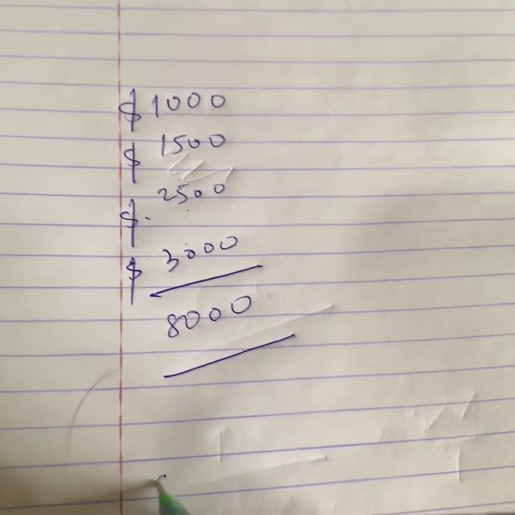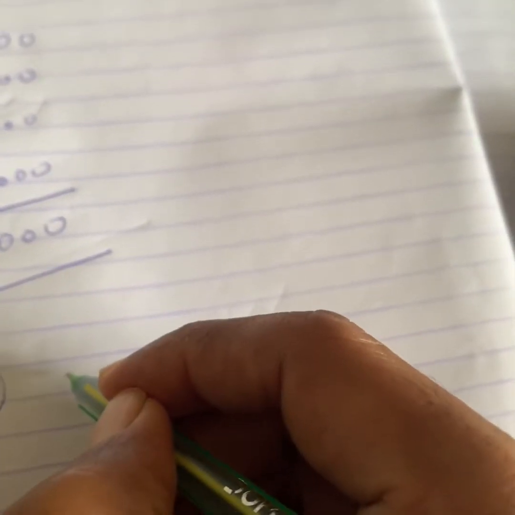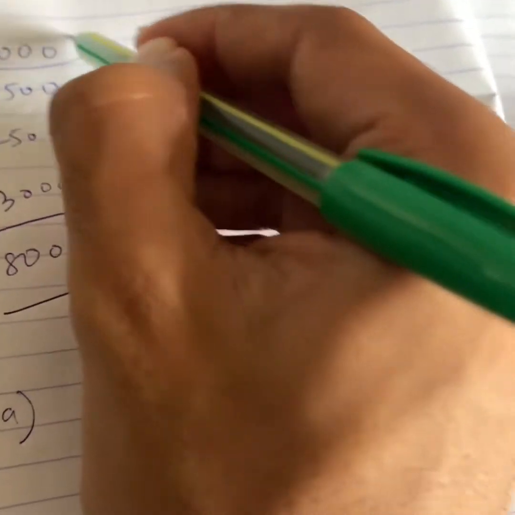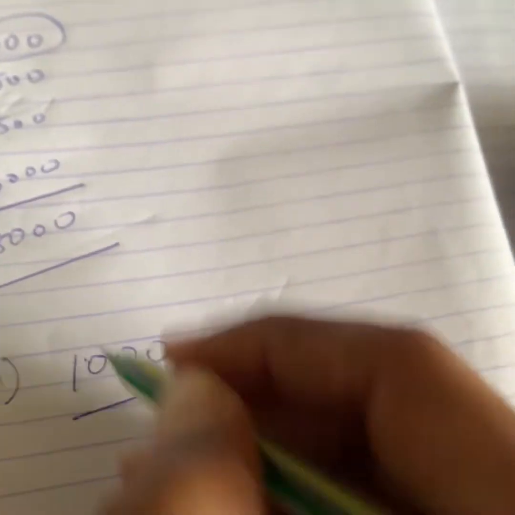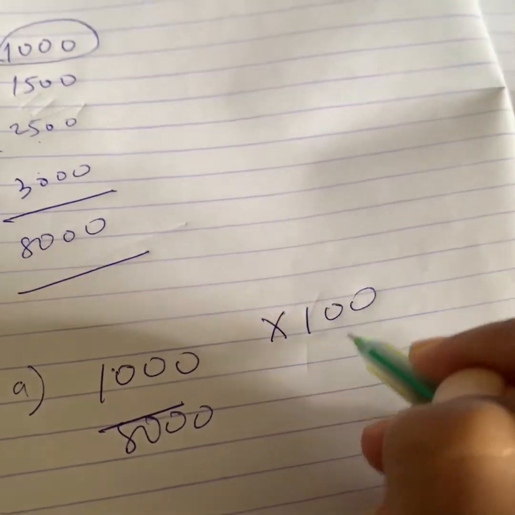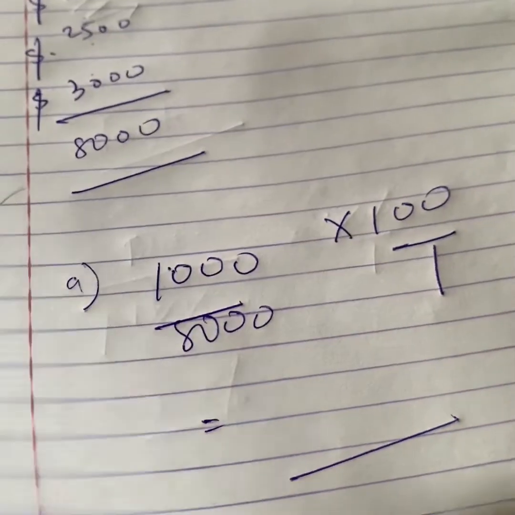So let's look at part A. Part A says what percentage of the money was collected by year 10. How much has year 10 collected? Year 10 has collected 1000. So 1000 over the total, which is 8000, multiplied by 100 over 1. So you can work out your answer.